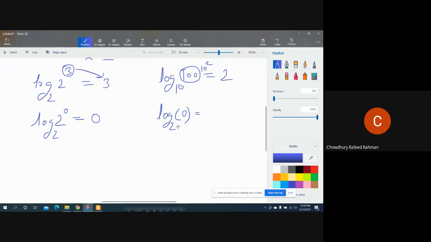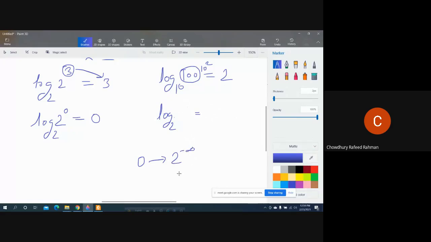Okay, let me suppose that this is 1. That means 0 is equal to what? 2 to the power 1. Is it true? Is 0 equal to 2 to the power 1? No, sir, it's supposed to be 2 to the power 1, okay? So 0 equals what actually? 0 equals actually 2 to the power minus infinity.